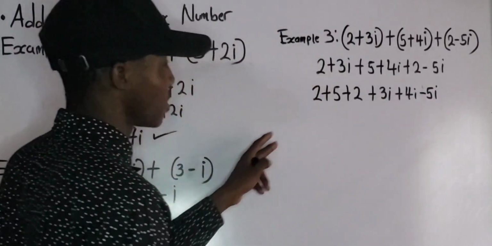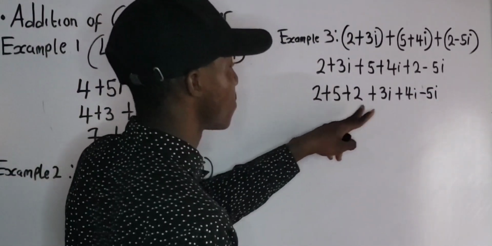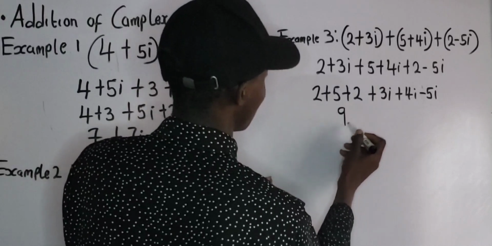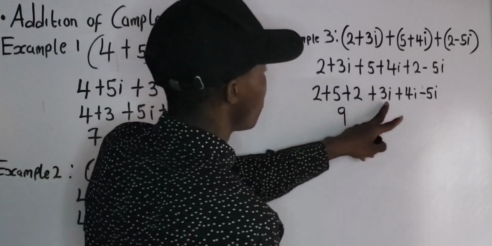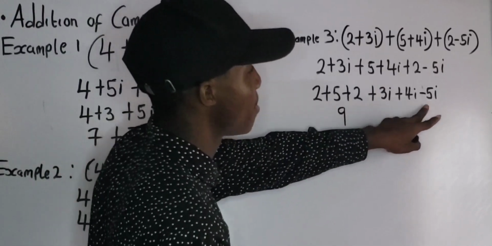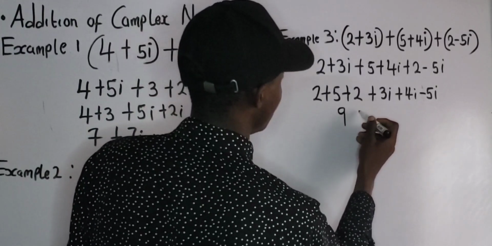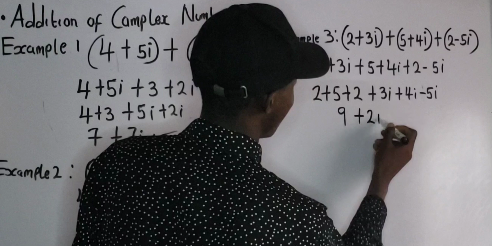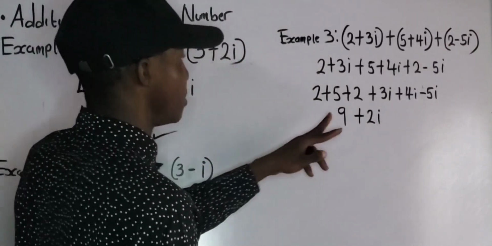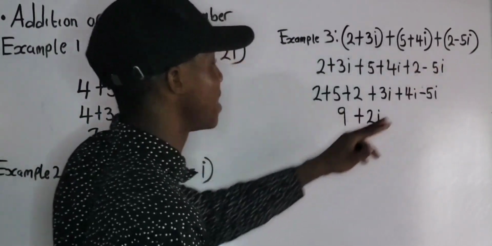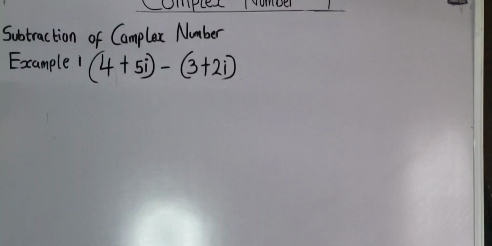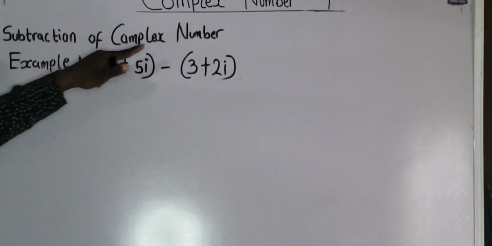Do you understand? So let us proceed. 2 plus 5 plus 2, that is 9. So for this I'm going to have 9 plus 3i plus 4i minus 5i. That will give us plus 2i. So for this, I'm going to have plus 2i. You understand? So the addition of these complex numbers is what? 9 plus 2i.